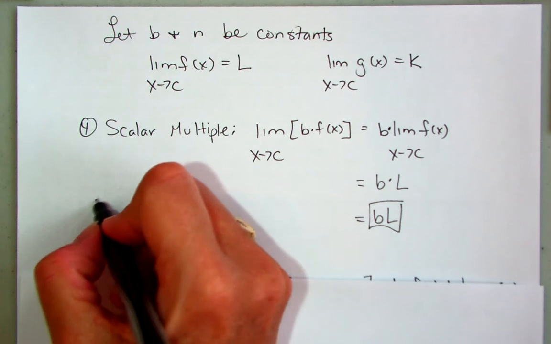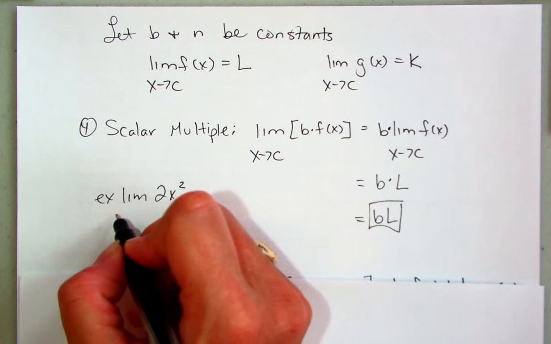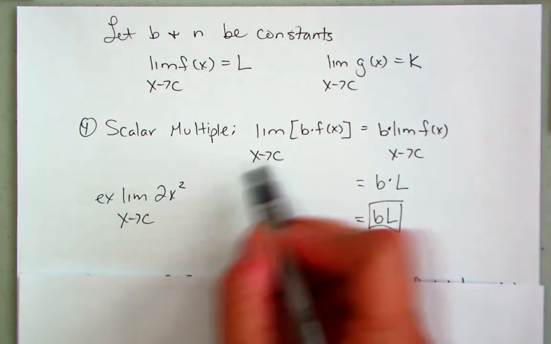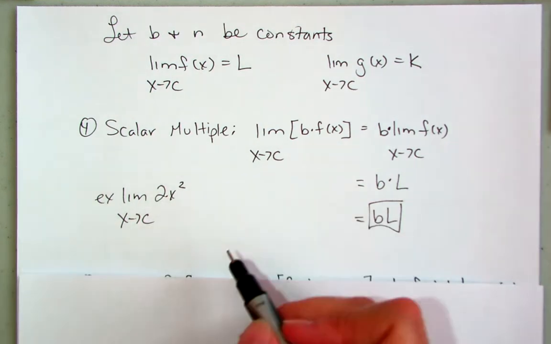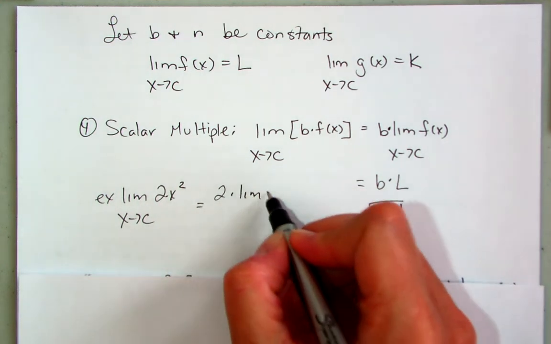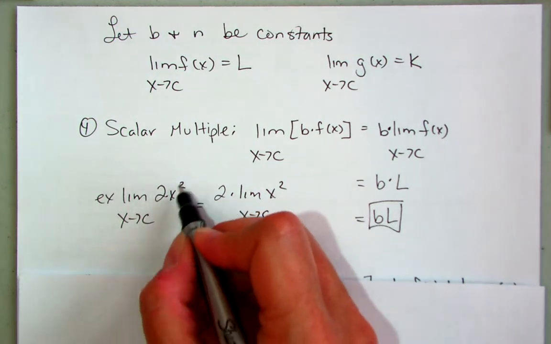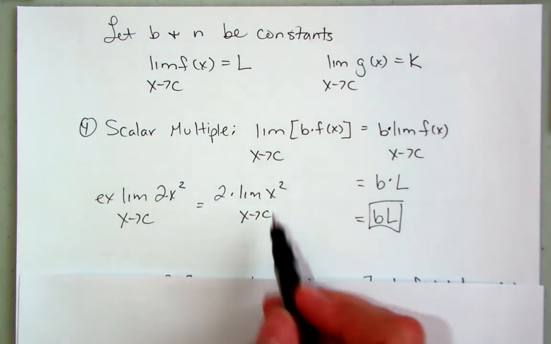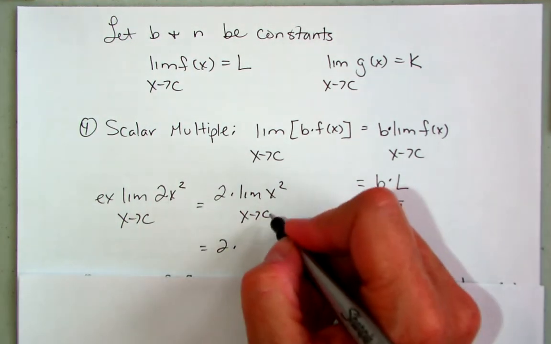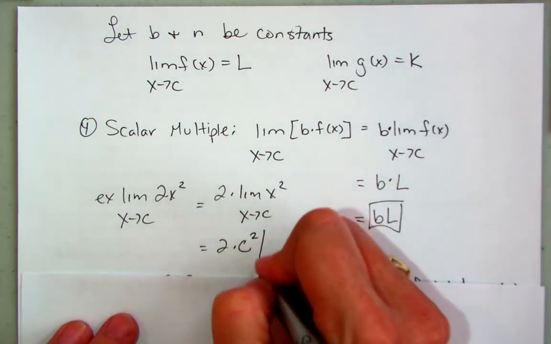So let's do an example. The limit of 2x squared as x approaches c. We'll call the function f of x, x squared, and b be the constant in front, the scalar. What I can do, because right now we have not learned any property to handle that. We've only had a property to handle this piece here. So that would be 2 times, well, we already know that. You just put in the value of c in here, c squared.